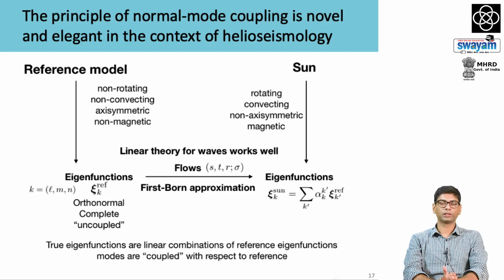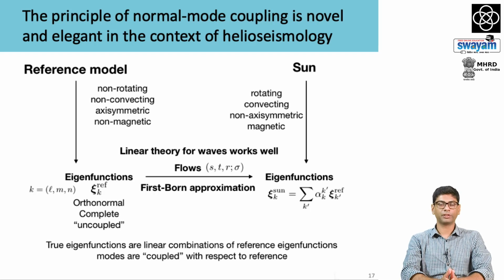A reference model is a simple model which is non-rotating, it does not have convection, it's axisymmetric, which is to say that you could rotate the reference model as a function of longitude and you would see no difference, and it also does not have magnetism. Clearly all of these are wrong, because the sun is rotating, it has convection, it is non-axisymmetric, and it has magnetism. And as I described earlier, linear theory for wave propagation works very well.